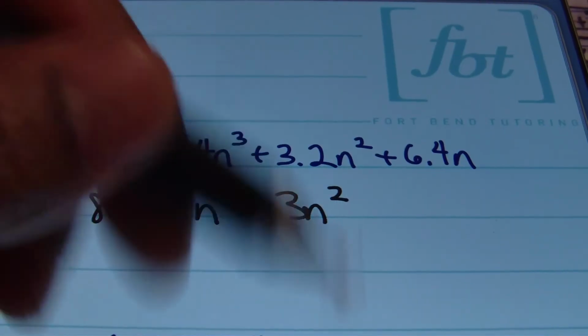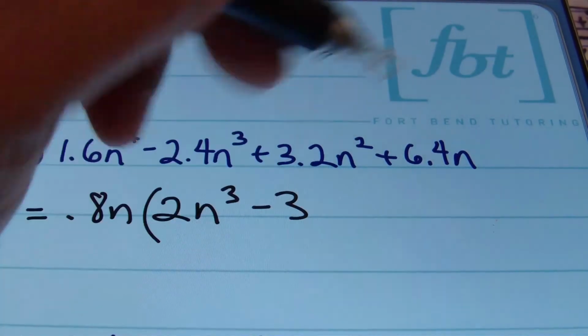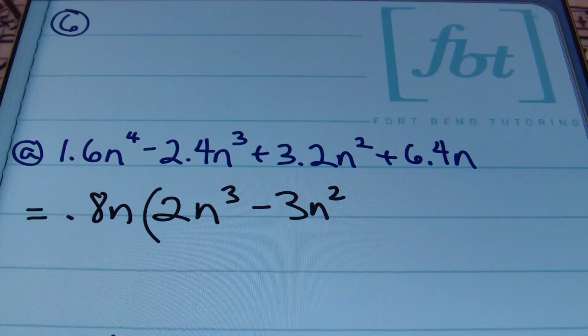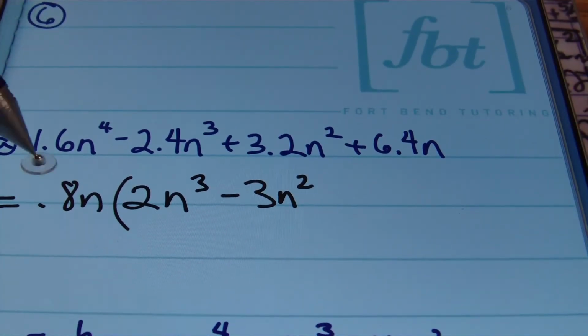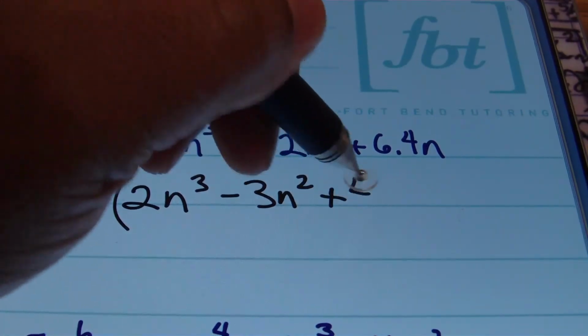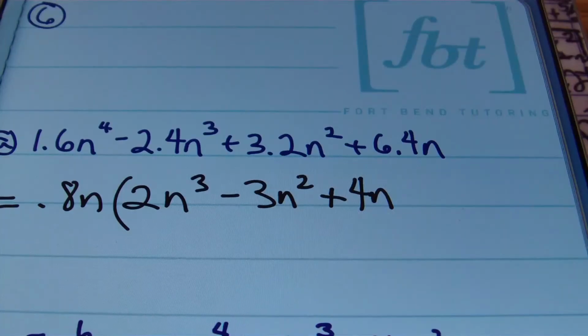Oh, you don't like that n snugged up to that 3 like that? Let's give it a little space. There you go. It'll be negative 3 n squared, just like that. Okay. Then 8/10 goes into 3 2/10 4 times. I'll be left with 1 n left over.